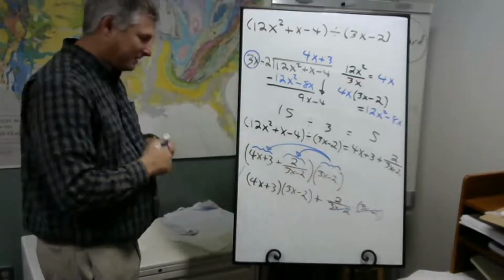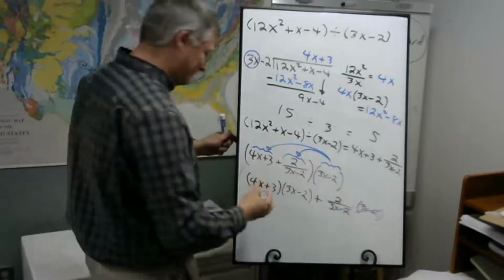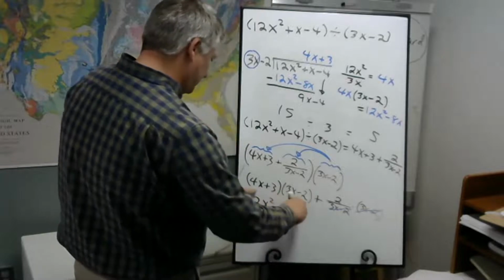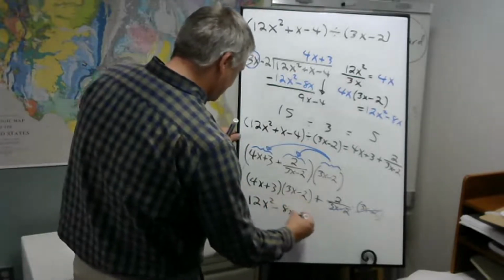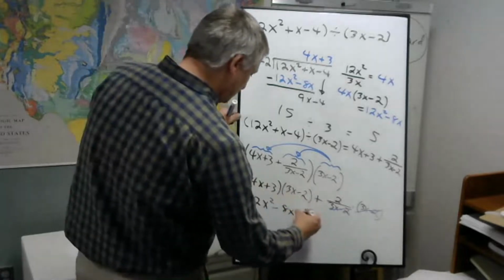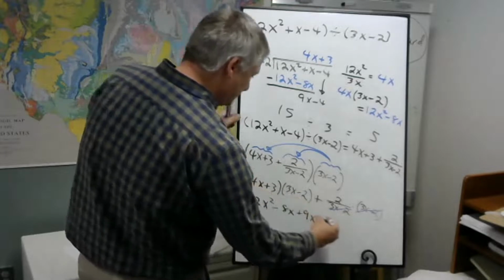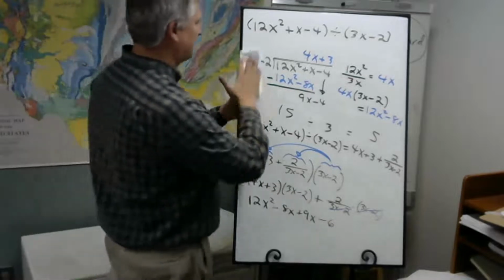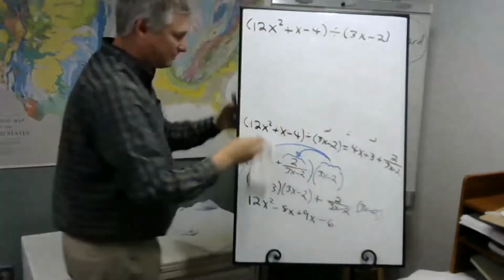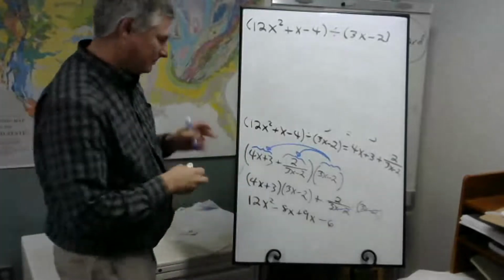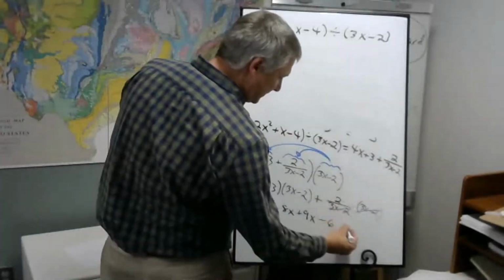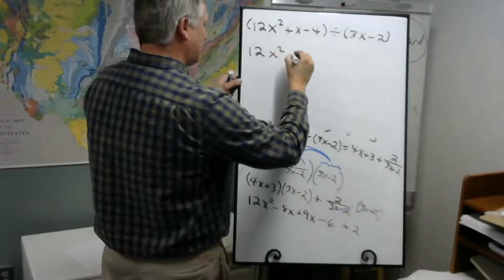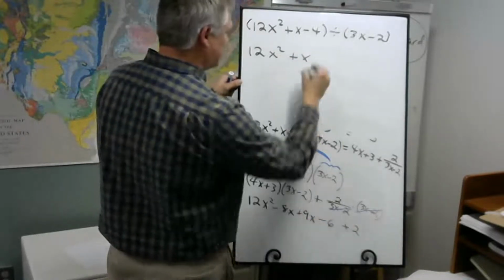This we can FOIL. Now the 2 is still here. I don't want to forget that. So 4x times 3x is 12x squared minus 8x plus 9x minus 6. And don't forget we have this plus 2 over here. So you get 12x squared plus x. Negative 6 plus 2 is minus 4.